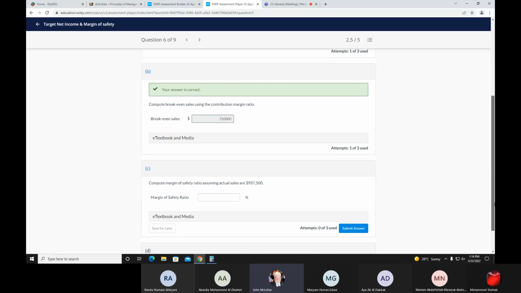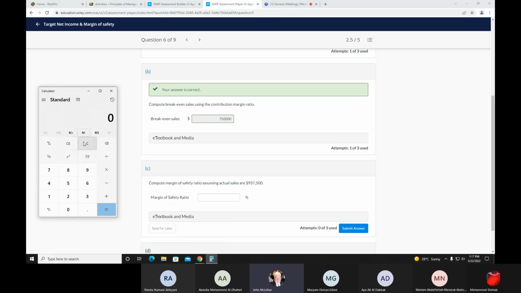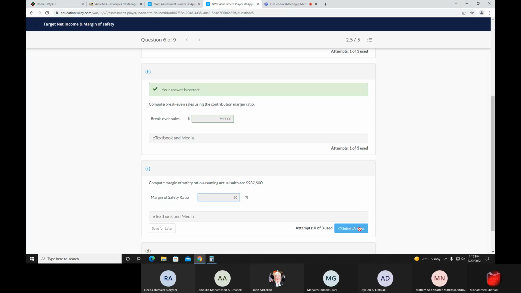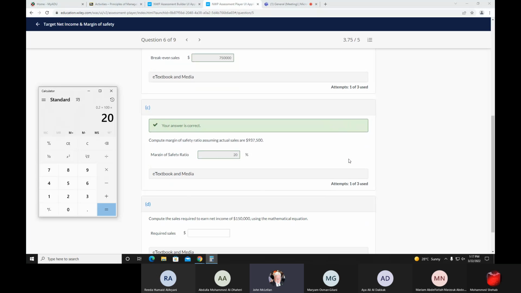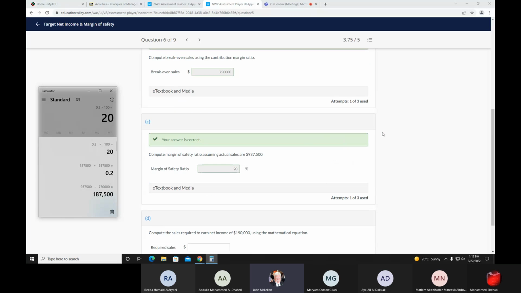Good. Now, again, the margin of safety. Is that what they're asking you for? Assuming the sales are 937. So there's your sales, and your break even in sales is 750. You take the difference, you get the margin of safety, and you divide that by the sales. And you get 20%. Okay, very good. Slow down there, wait, so everybody else gets caught up.